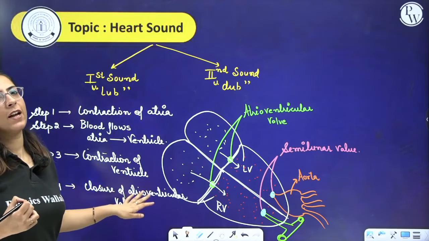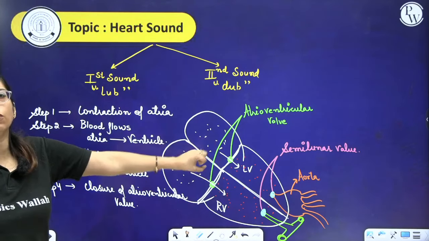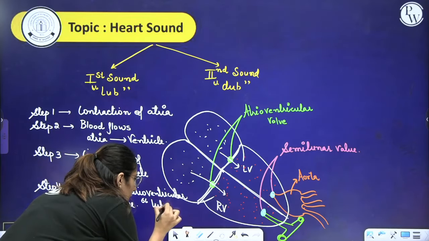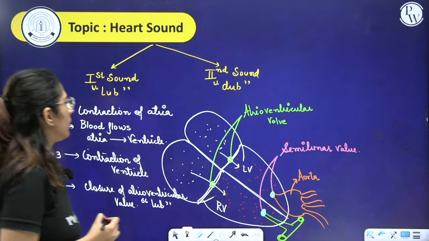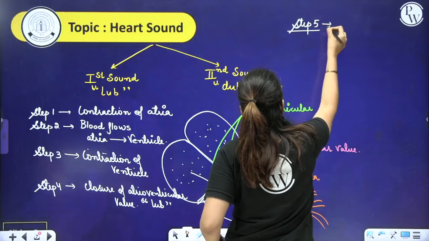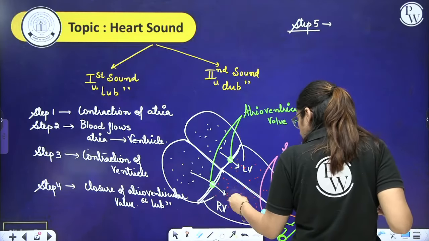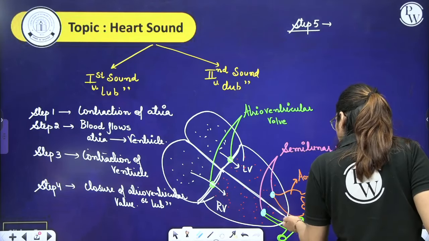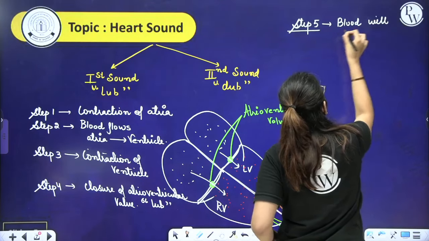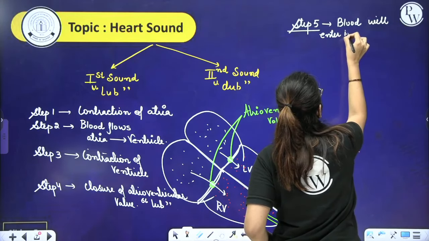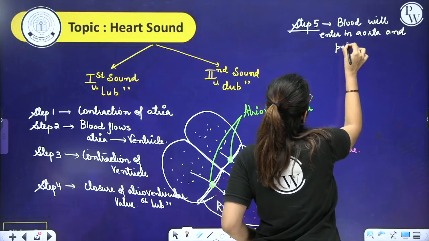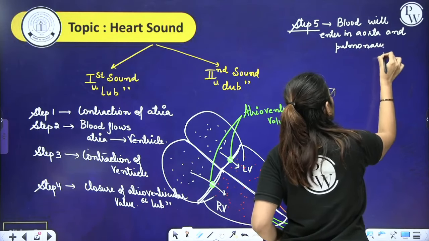Whenever these bicuspid and tricuspid valves close, this is a tricuspid, this is a bicuspid valve, they produce the sound of lub. So which sound will be produced? Lub. Let's talk about the next step, step number 5. What will happen now, buddies? Now it will contract. Now the blood will enter into the aorta and pulmonary trunk.